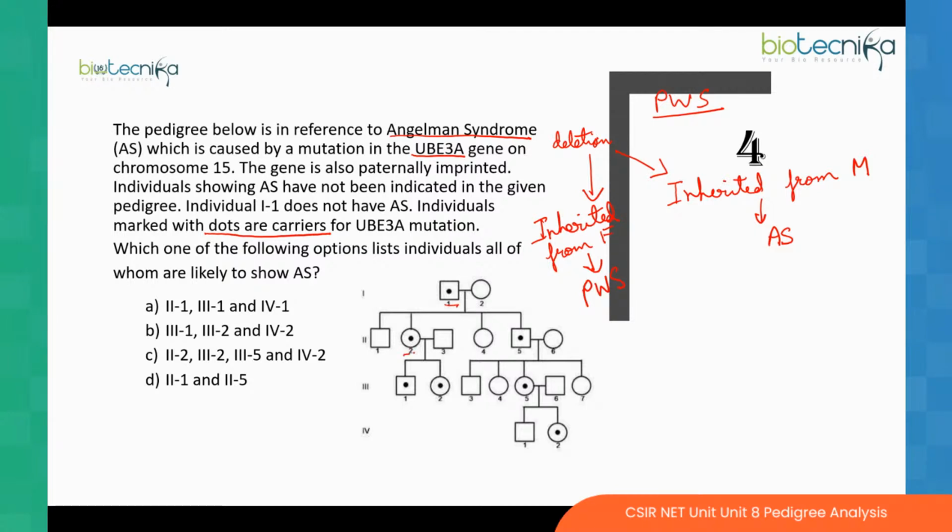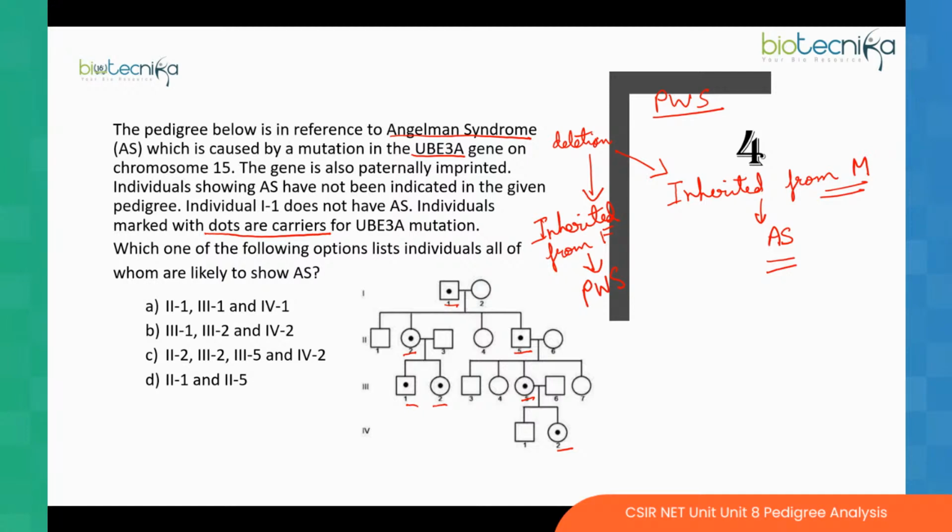All these individuals who are having a dot within them are individuals having the mutation. From here, what you have to find out is who all are likely to show Angelman syndrome. So you have to find out who all are getting this mutation from their mother, because only if they are getting it from mother will they have Angelman syndrome. If they are getting it from father, they will not develop Angelman syndrome. In that place, they will have Prader-Willi syndrome.